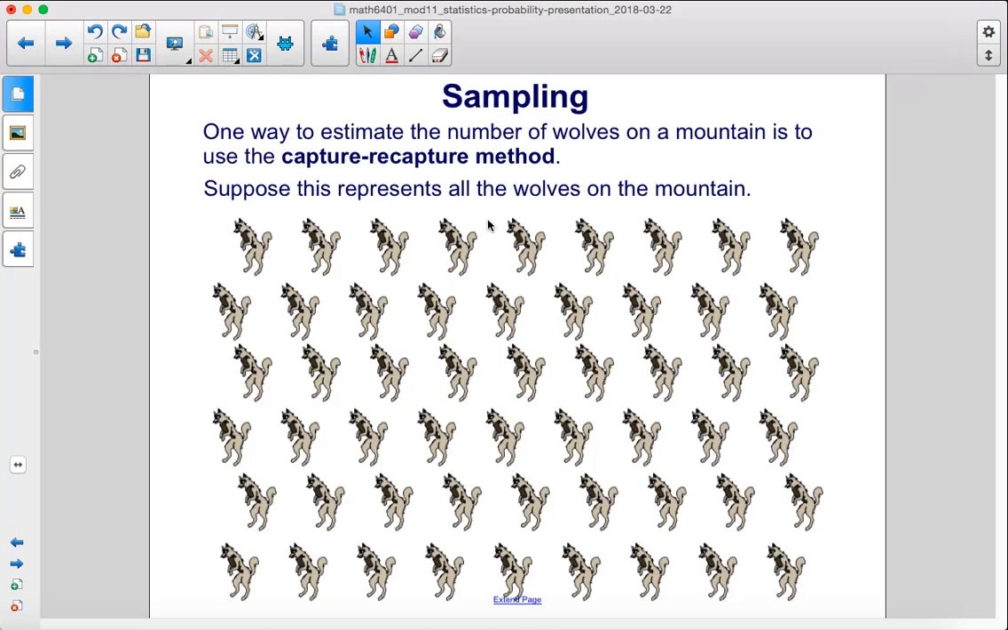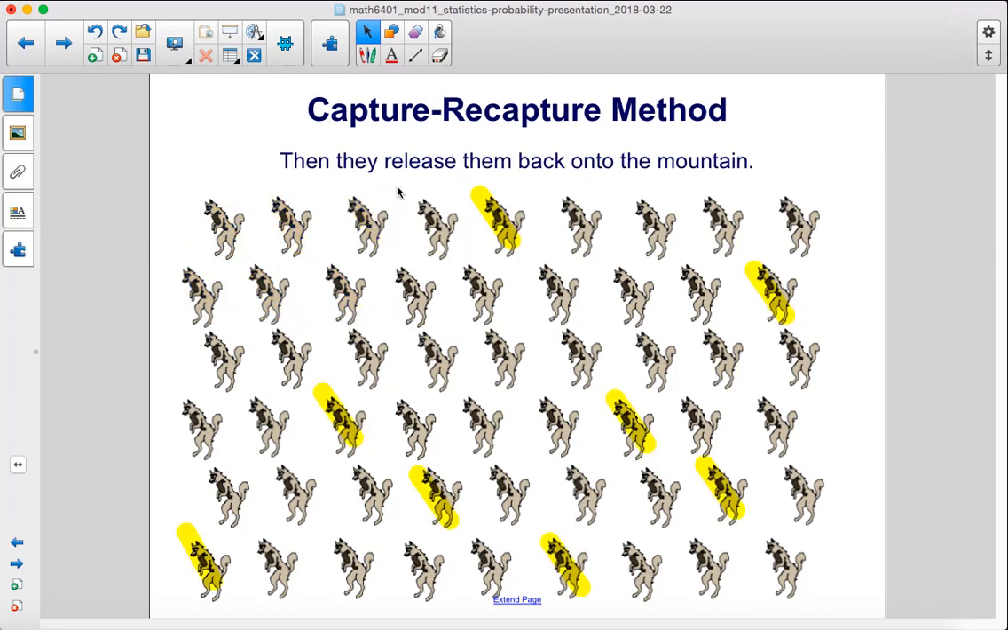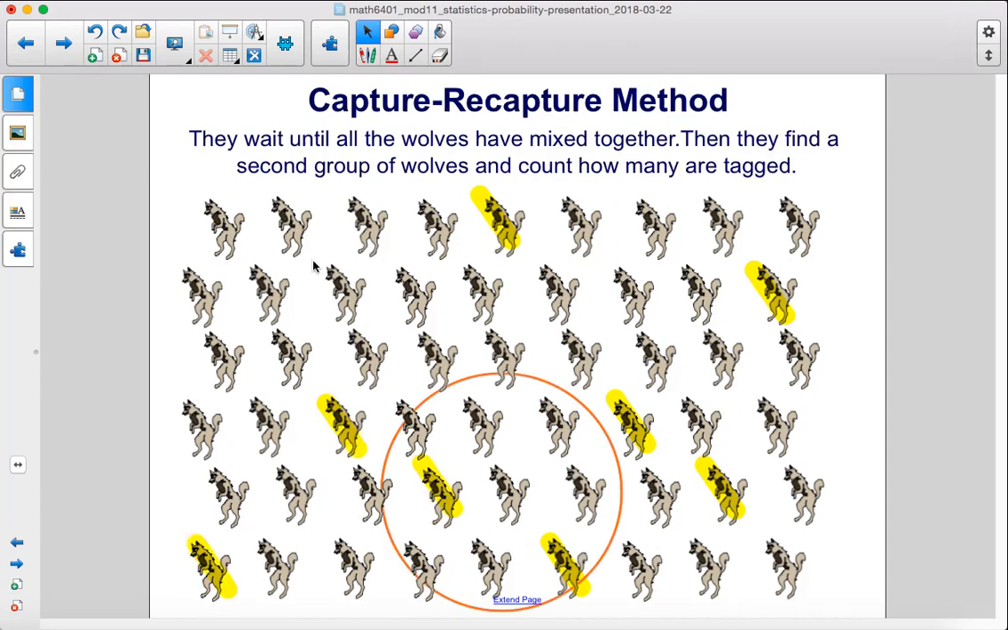One way to estimate the number of wolves on a mountain is to use the capture-recapture method. Suppose this represents all the wolves on the mountain. Wildlife biologists first find some wolves and tag them, so these 8 wolves right here. Then they release them back onto the mountain, so those 8 tagged wolves are now all over the mountain in random places. They wait until all the wolves have mixed together.